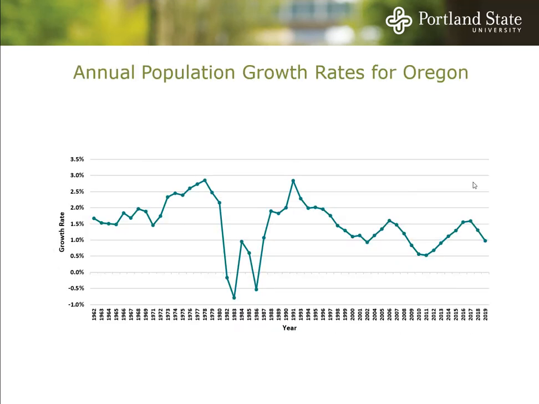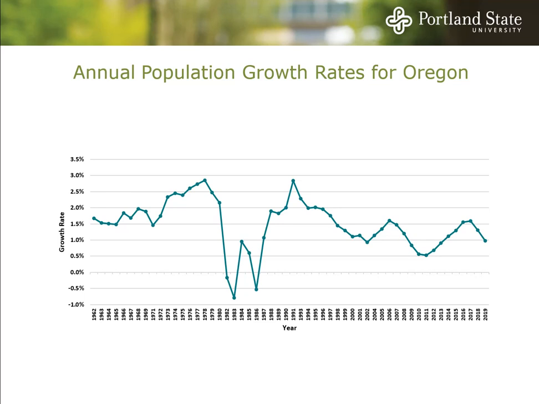Regarding the population growth during the last decades, the Oregon population increased from 1.8 million in 1962 to 4.2 million in 2019. The three most populous counties in 2019 were Multnomah County, Washington County, and Clackamas County. They had almost 44% of the total population of Oregon in 2019.